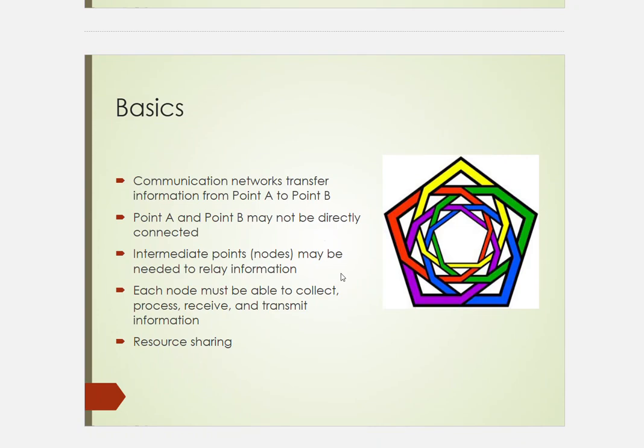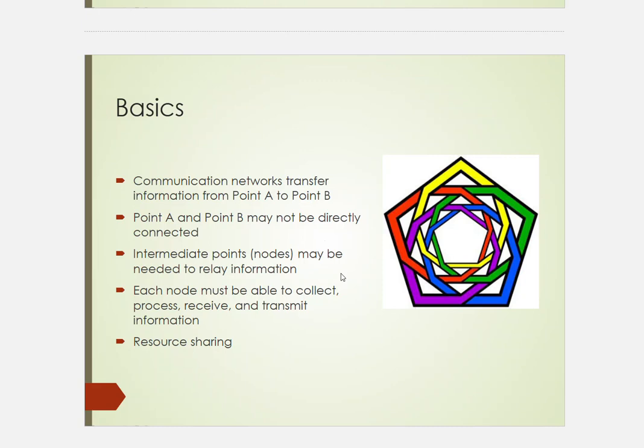Essentially, we're dealing with communication networks that transfer information from point A to point B. Now, that point A and point B may be very close to each other. They may be half a world apart. It really doesn't matter, with the exception of the fact that it does take time to get data from point A to point B. So we have hurdles or barriers we may need to cross along the way, but in generalities, we're just transferring information from point A to point B.